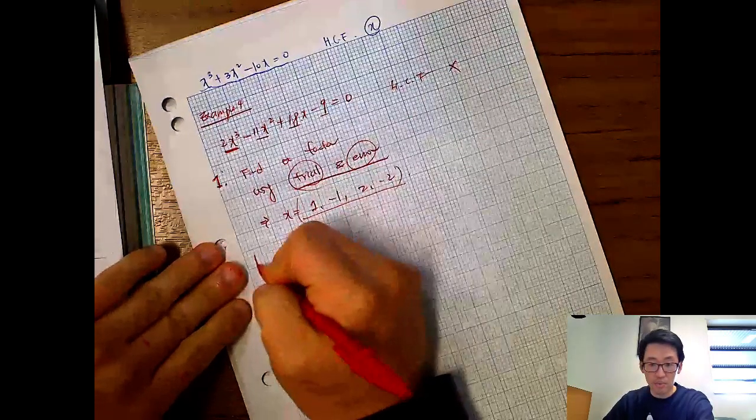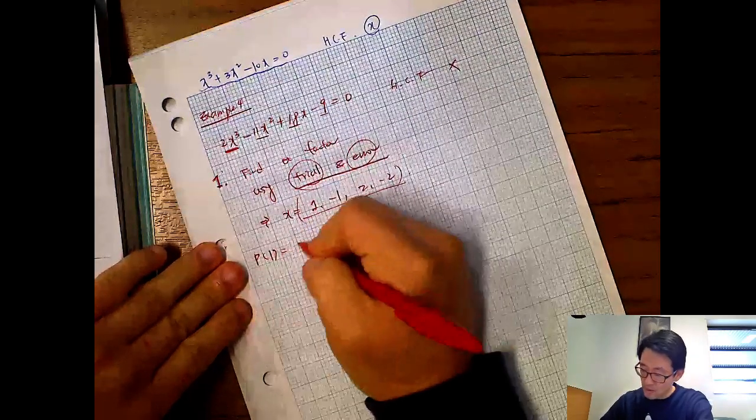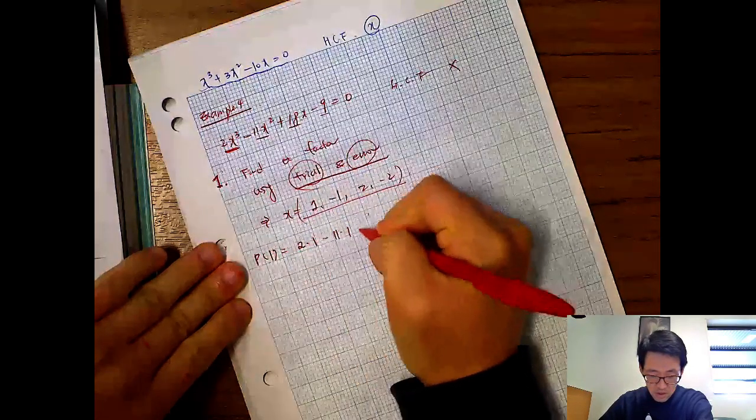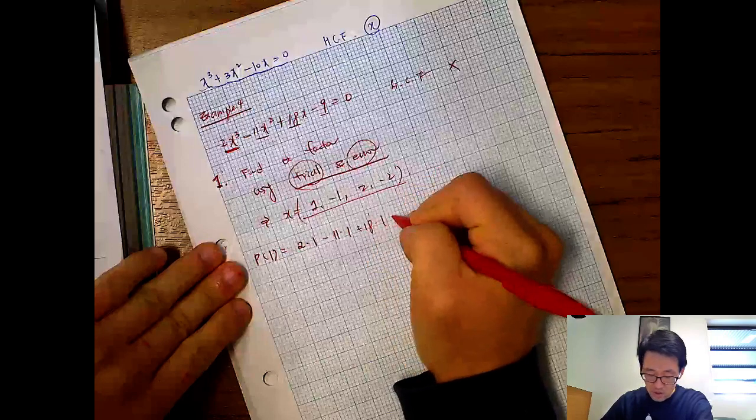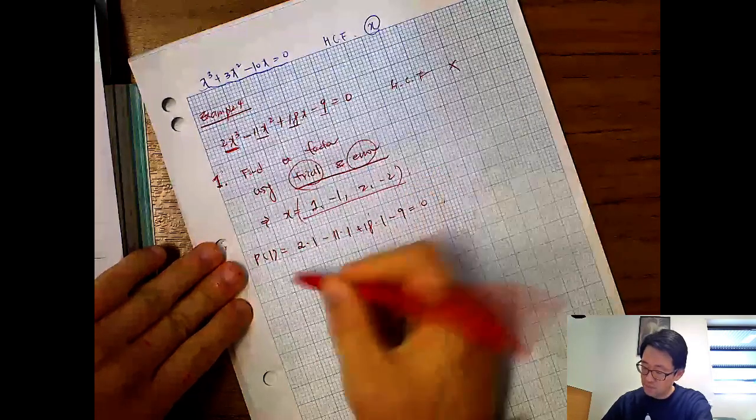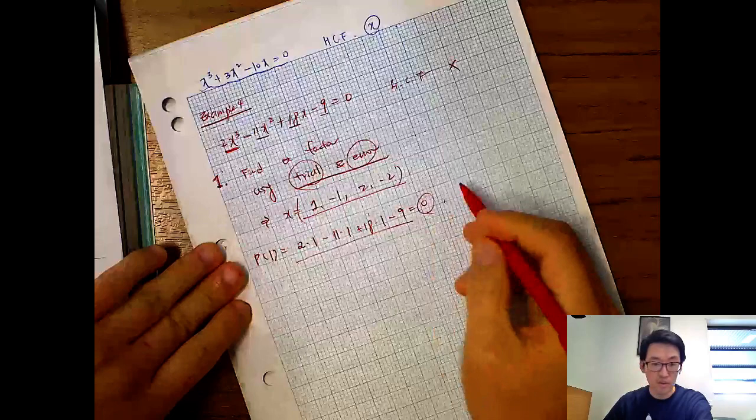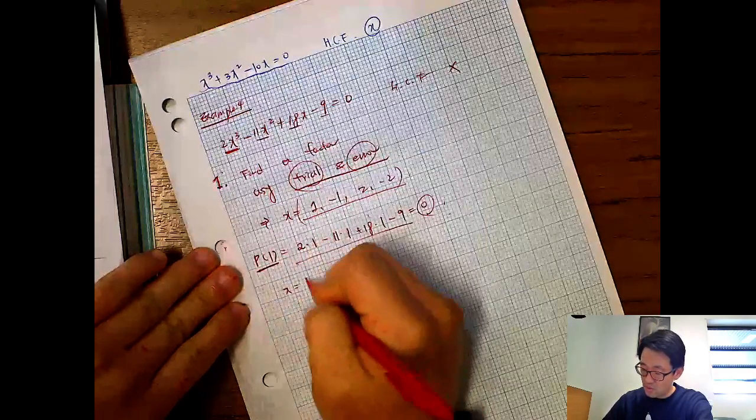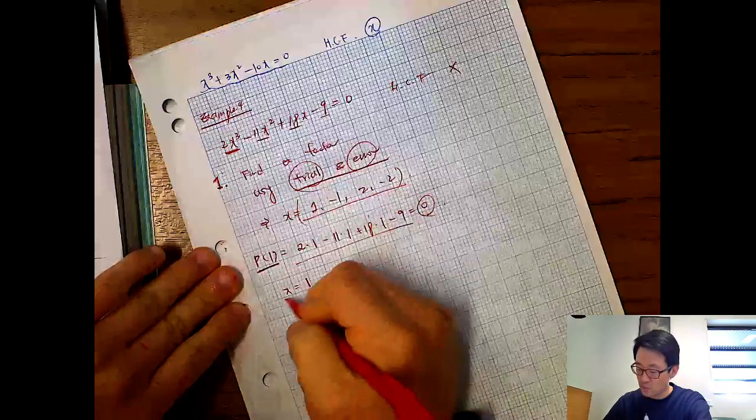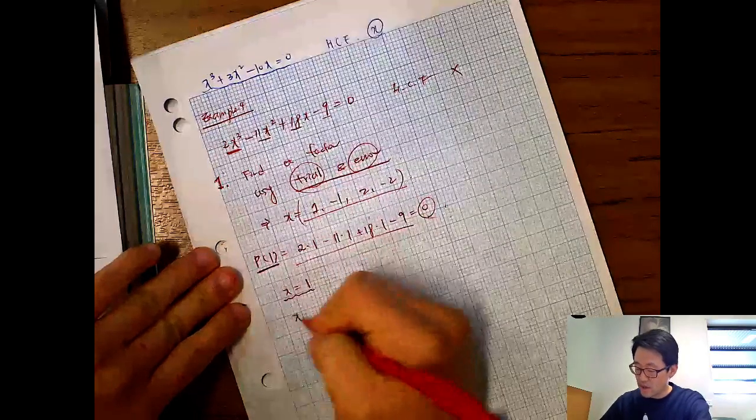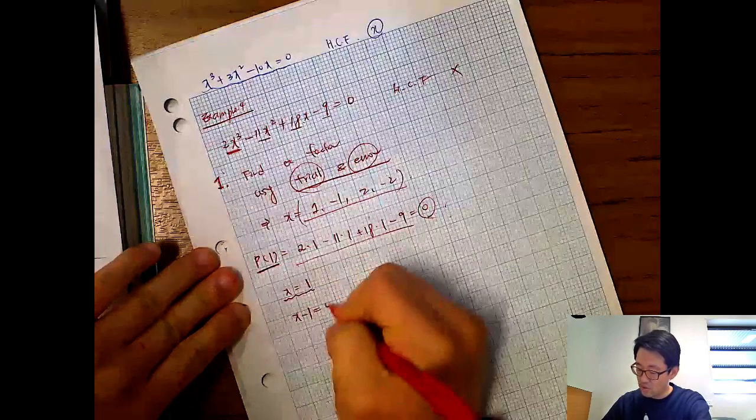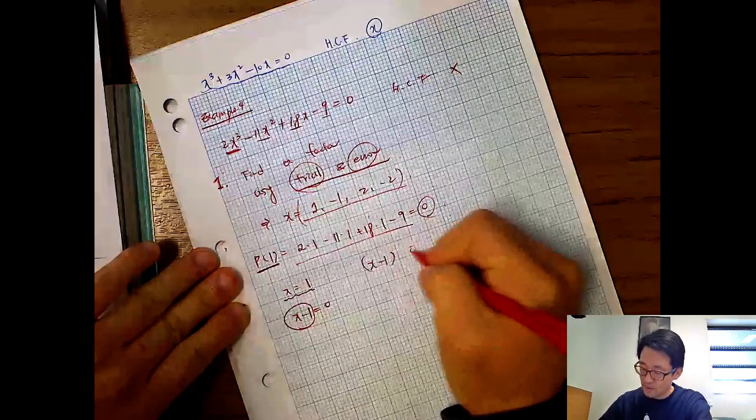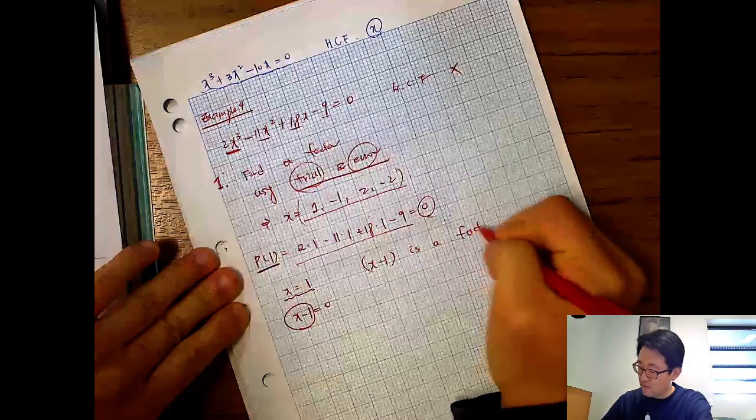In this case, I put x equals 1: 2 times 1 minus 11 times 1 plus 18 times 1 minus 9 equals 0. When you do it, you will get 0. Therefore x equals 1. Okay, that's one factor. I move it: x minus 1 equals 0. So x minus 1 is a factor.